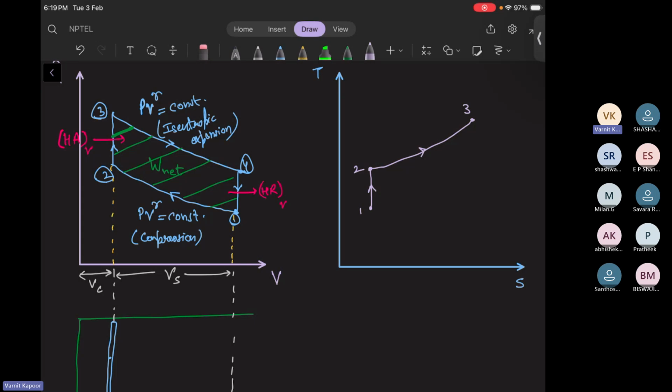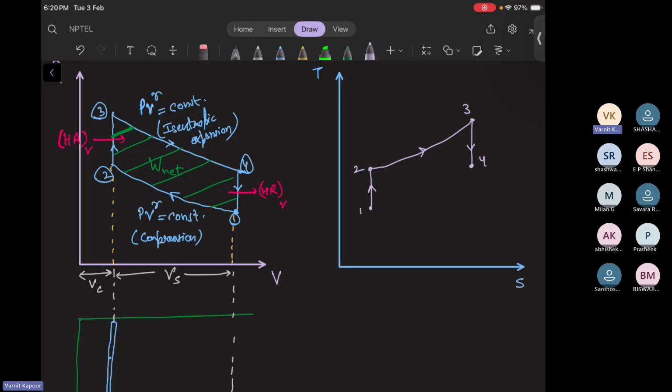So 1 to 2 was isentropic. I've already written the process name, so I'll not write it on the TS plot again. So 1 to 2 is an isentropic compression. 2 to 3 is heat addition at constant volume. Then 3 to 4 is your isentropic expansion, where again entropy remains constant, and whenever you are doing expansion, your temperature is going to drop. 3 to 4.